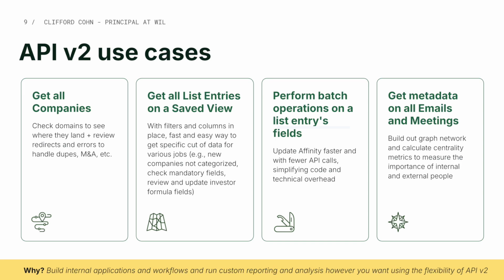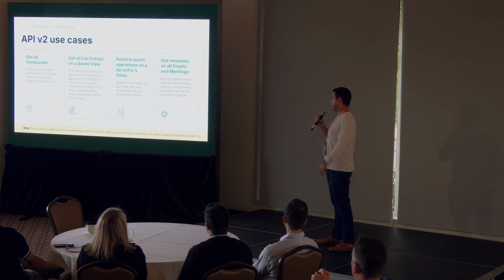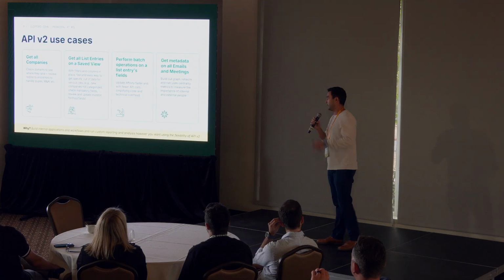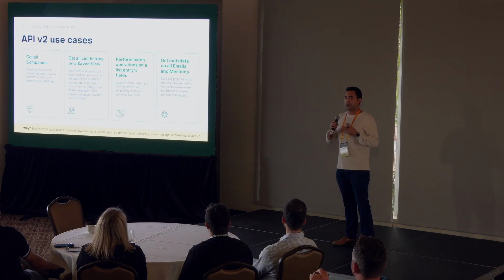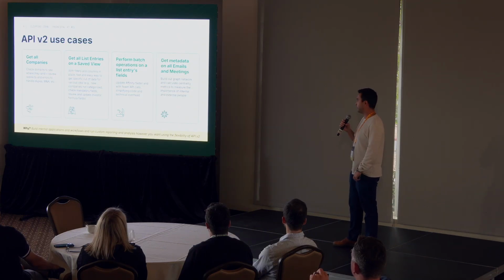Then for getting metadata on emails and meetings, you can extract all the metadata from Google email and calendar data, since we use Google, and with that we've done some analysis on centrality. So which relationships, which people internally and externally, are the most important in terms of driving relationships within our business.